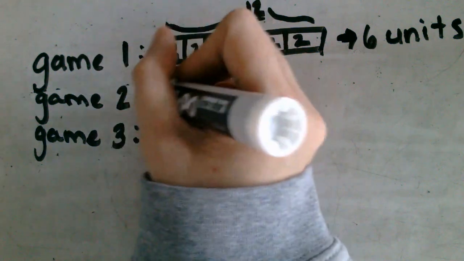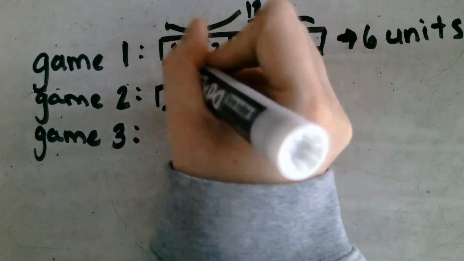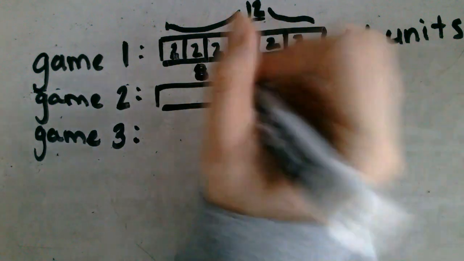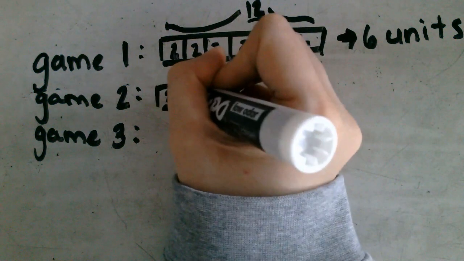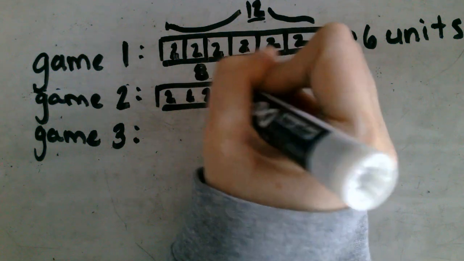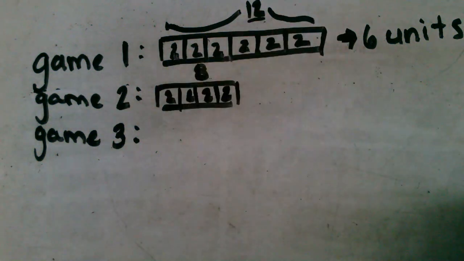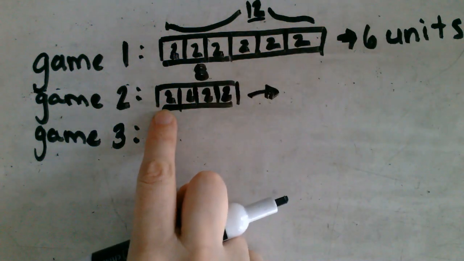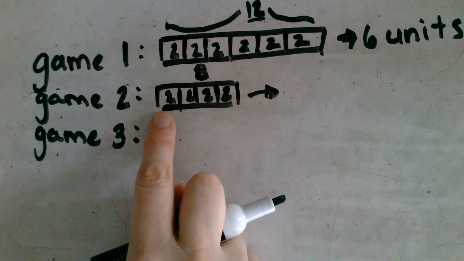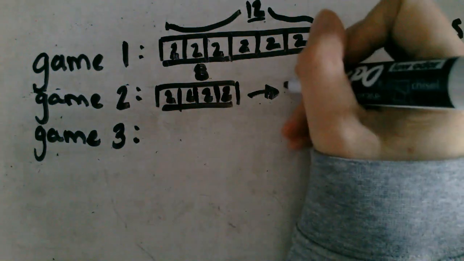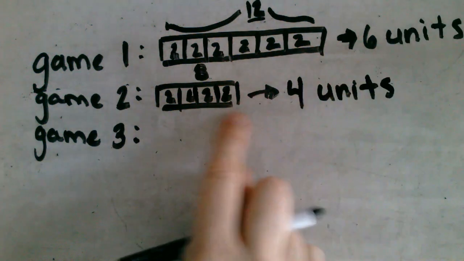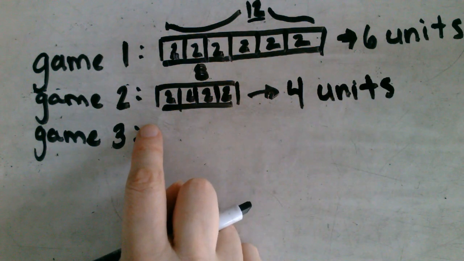In game 2, our player scored 8 points. If we were going to split 8 up into 2's, let's count. 2, 4, 6, 8. Split up our strip diagram. Count your boxes. How many boxes do we have? Hold it up on your fingers. We have 4 boxes, or 4 units scored for that game.